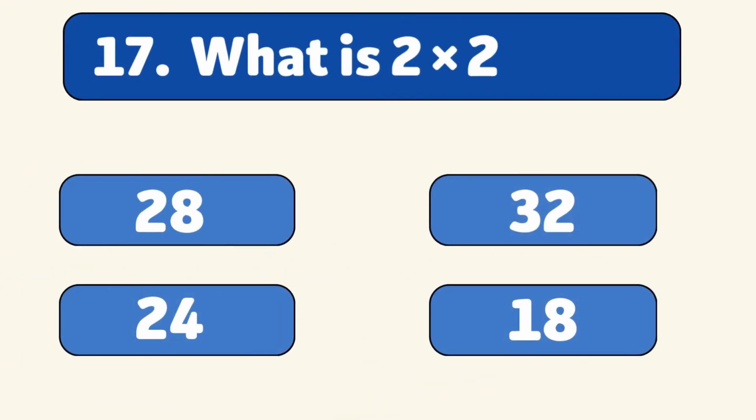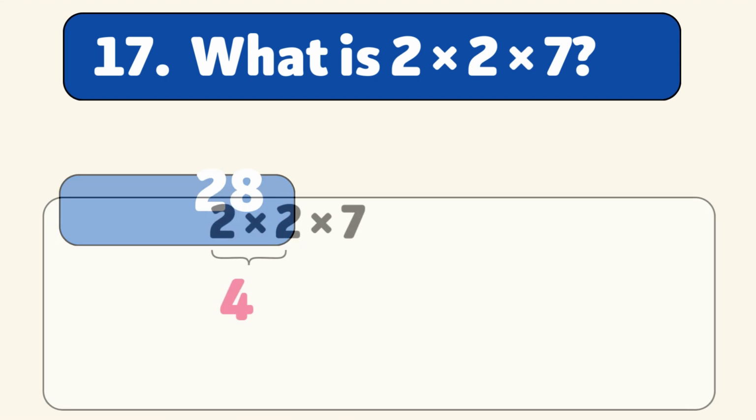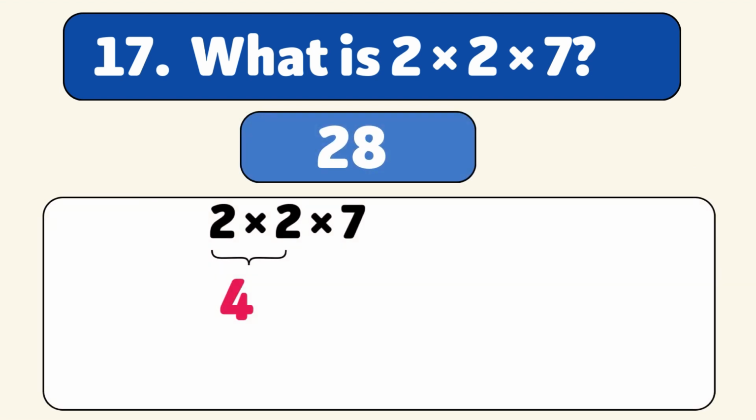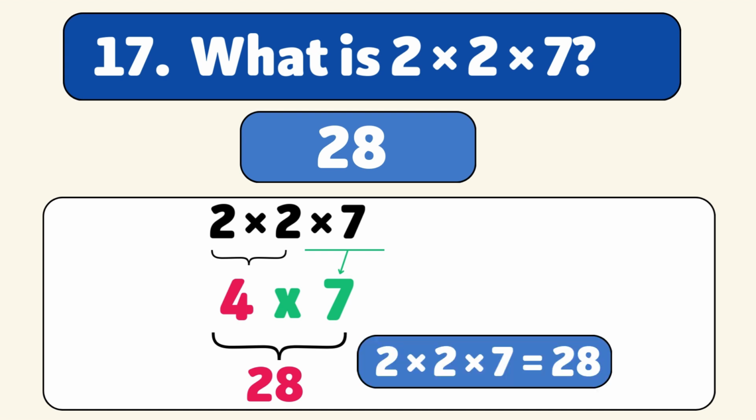What is 2 times 2 times 7? 28. Simply multiply the first two numbers. 2 times 2 equals 4. Then multiply the result by the next number. 4 times 7 equals 28. Therefore, the answer to 2 times 2 times 7 is 28.